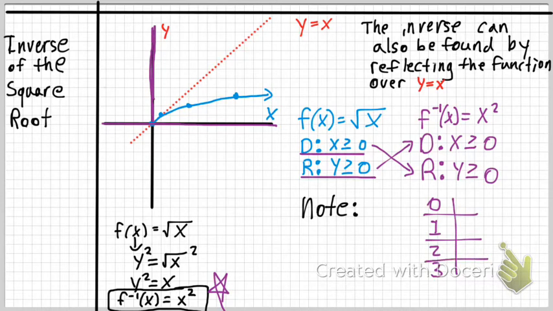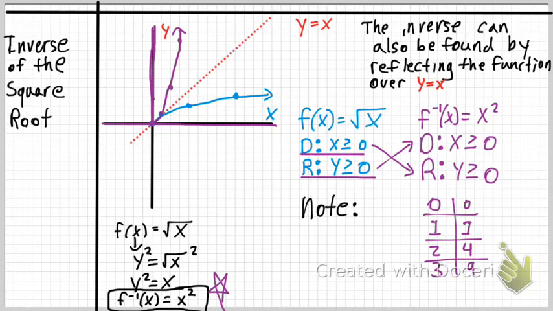When I input 0 into x squared, I get 0. When I input 1, I get 1. When I input 2, I get 4. And when I input 3, I get 9. So this is going to be 0, 0, 1, 1, 2, 4, and 3, 9. So I connect these points, and that is your inverse function of the function f of x.